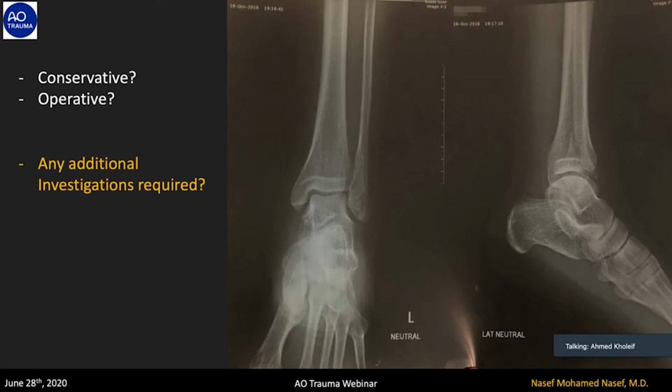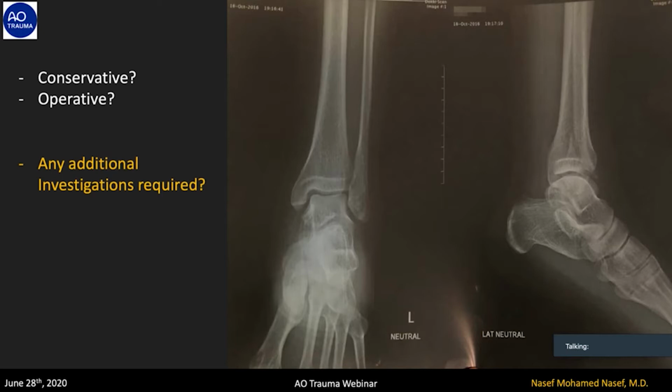Yes. For something simple, the mortise and oblique view. Okay, that's also a very good idea. And I would love, if the views show some syndesmotic instability, I would ask for a plain X-ray of the contralateral side. Perfect. To compare the syndesmotic space.